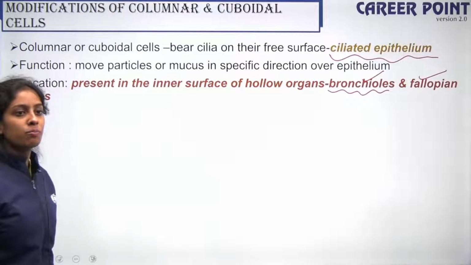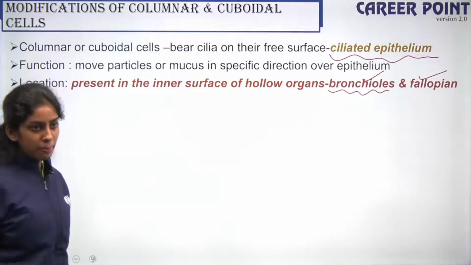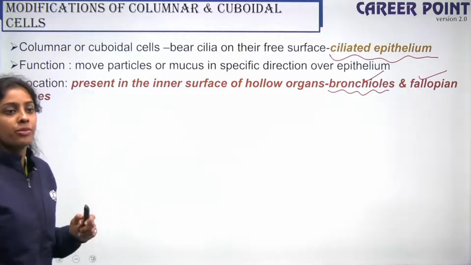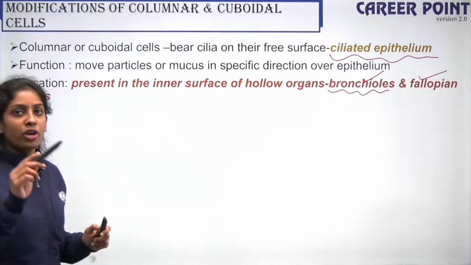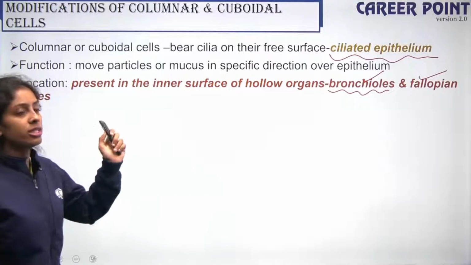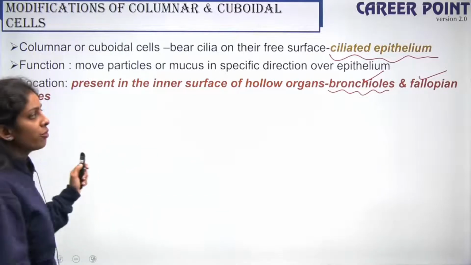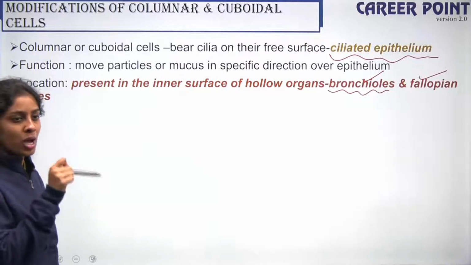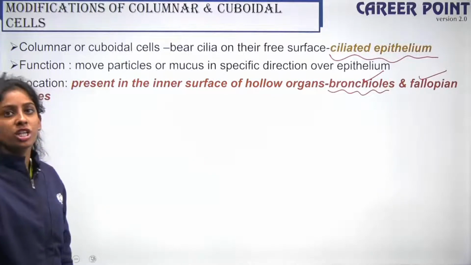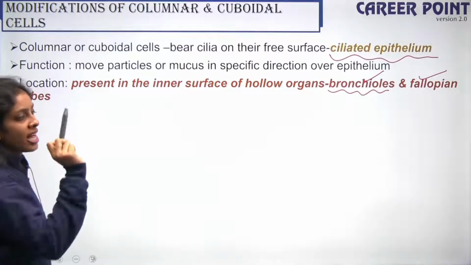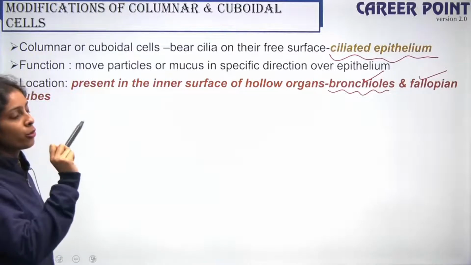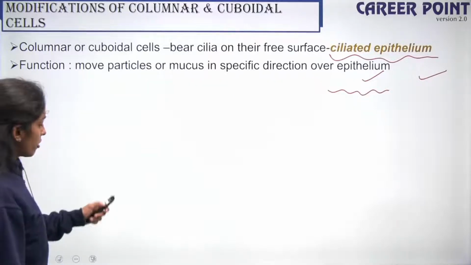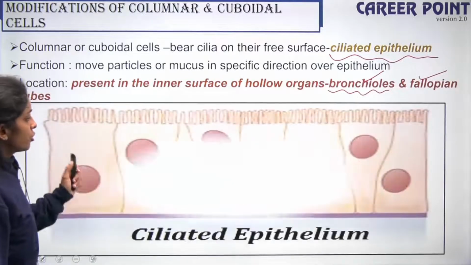And the fallopian tube, because it has to move the egg along the passage. Mammalian females have an ovary that produces ova, which are transferred to the fallopian tube, and fertilization happens in the fallopian tube. For implantation to happen, the fertilized egg has to reach the uterus. When it has to reach the uterus, it moves with the help of ciliated epithelium.